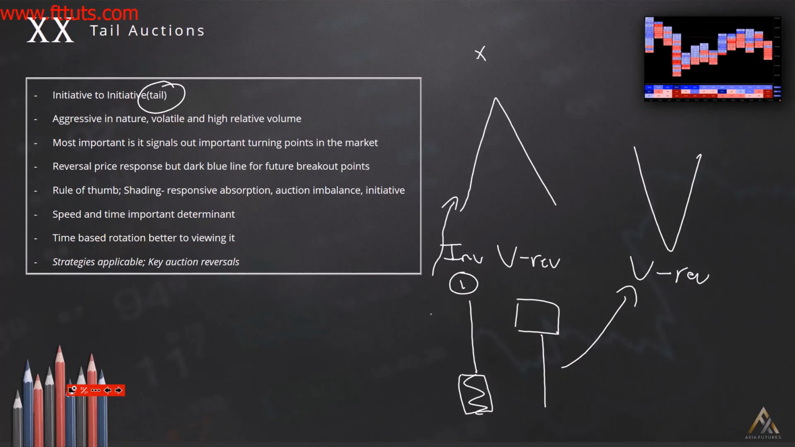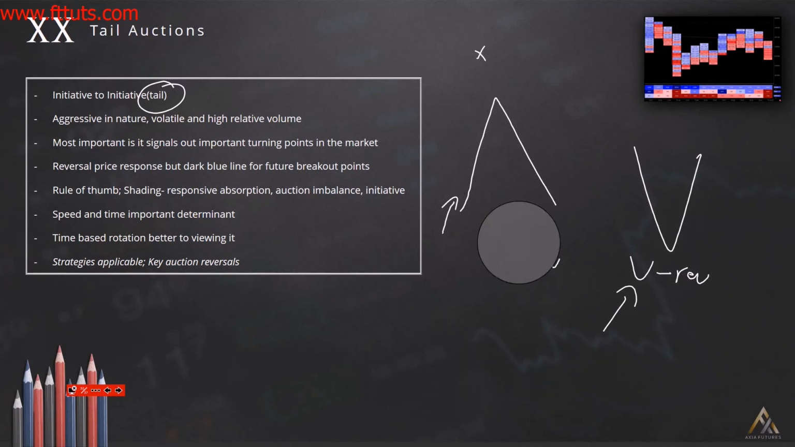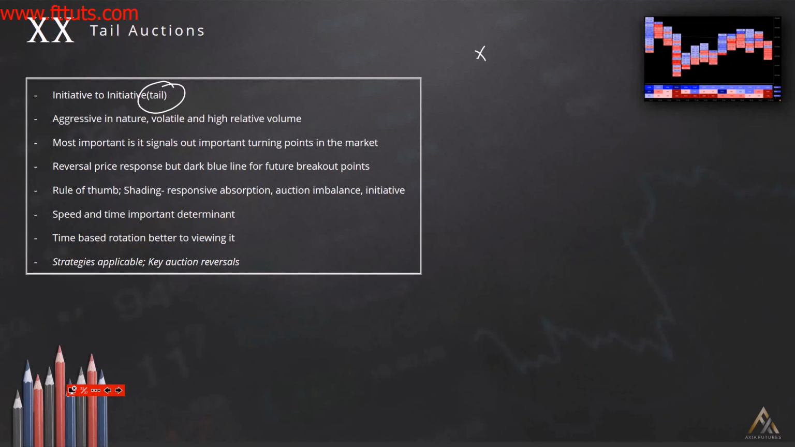Now, the reason we call it the tail auction is simply because we get a big fat tail left on the candlestick. Note, it's very rare to see initiative to initiative type price response. As we went through the principle of initiative and responsive, one of the key highlights was that markets tend to move from initiative into responsive, then either back into initiative or into a responsive type responsive price action. It is very rare to see initiative to initiative, and therefore, if we do see it, it does signal a very important turning point in the market.